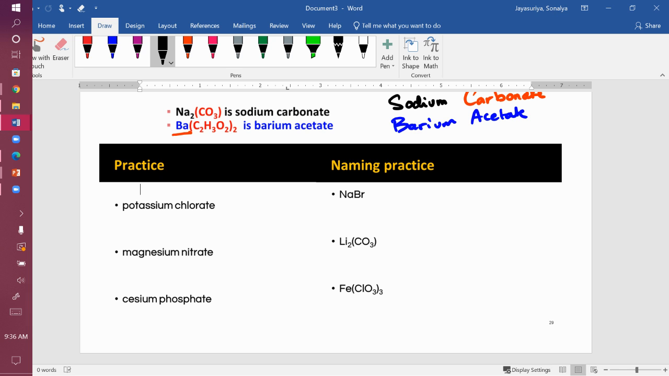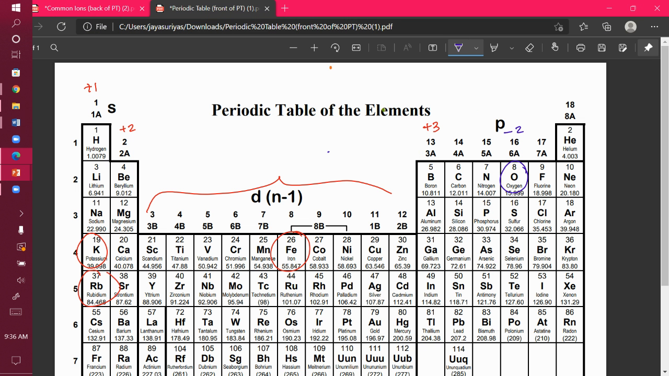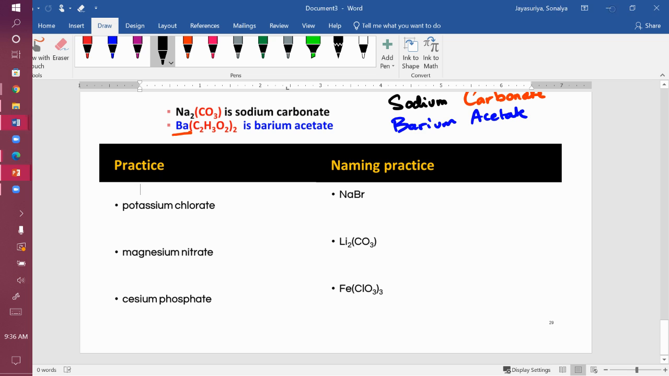This is going to be writing the formulas, and the three examples on the right is writing the names. Okay, so first thing, potassium. The symbol for potassium from your periodic table is K. Here is potassium. Potassium is in group 1, therefore has a +1 charge. So I am going to write K +1.